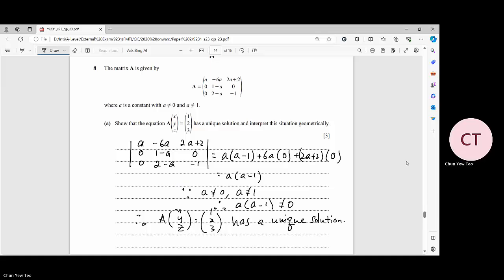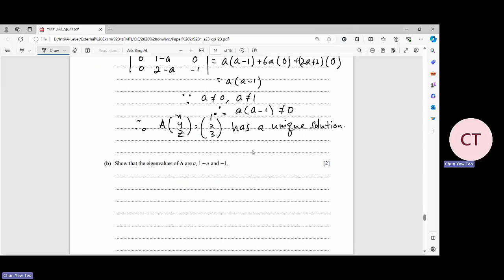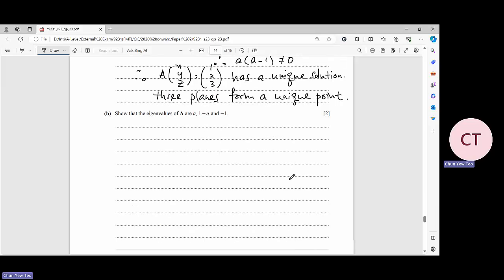Okay, and after that, they want you to interpret this situation geometrically. Okay, so these 3 planes form a unique point. Just like that. Okay, so the 3 planes, after they intersect, will intersect at a point. Just like that, done. Now we go for part B.